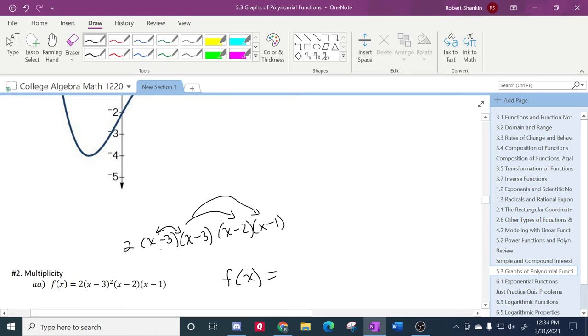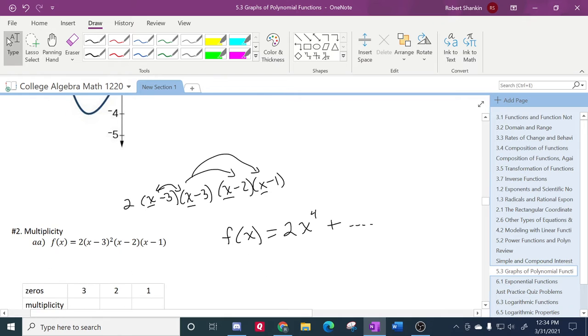And what you would get is, if you took the x from each one of these, you see the leading term would be x to the 4th. And this 2 out front would be the coefficient of this. Now, there'd be other stuff after this, but you can kind of tell that this is a 4th degree polynomial with leading coefficient that's positive. Alright. Now, we know the zeros.